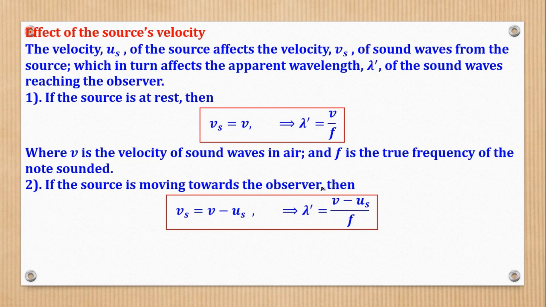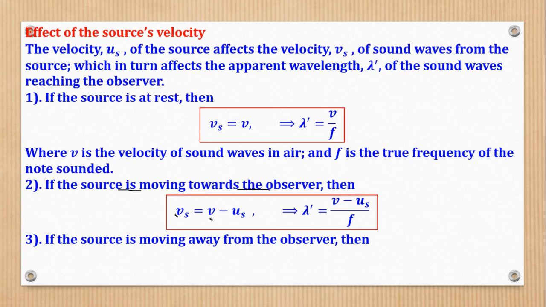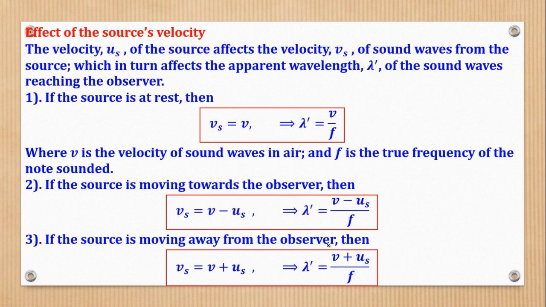For the observer's velocity, when the observer is moving towards the source, the velocity V prime increases. But in this case, when the source is moving towards the observer, then Vs reduces. On the other hand, if the source is moving away from the observer, then Vs will increase. So it is just the opposite from the observer's velocity. So Vs will increase, implying that lambda prime also increases. When we understand this logic, then we can do the calculations of questions on the Doppler effect.